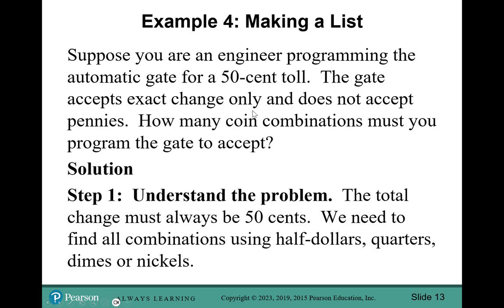All right, for this solution, we really have to understand the problem. We know that the total change must always be 50 cents. We need to find all combinations using half dollars, quarters, dimes, and nickels. We cannot use pennies. The machine does not accept pennies. So we need to look at all combinations of half dollars, quarters, dimes, and nickels that we could use in order to make 50 cents, and 50 cents exactly, because the machine only accepts exact change.